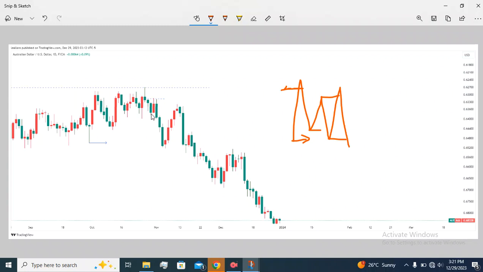Of course, the clearest first break of structure on the daily is this guy. And see, this market is going down, right? And it is, what can I say? How can I explain this?